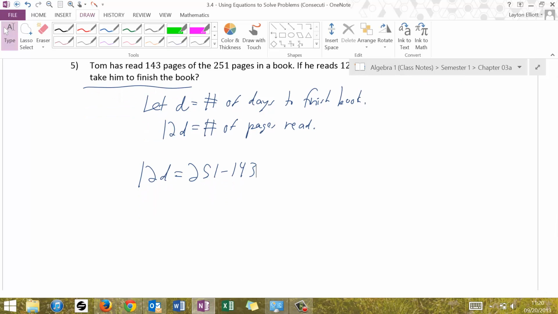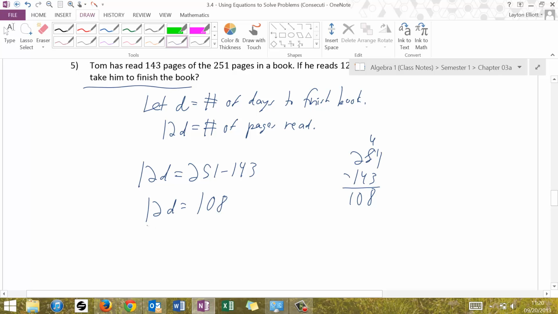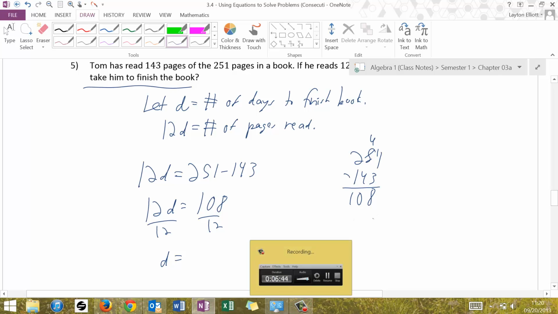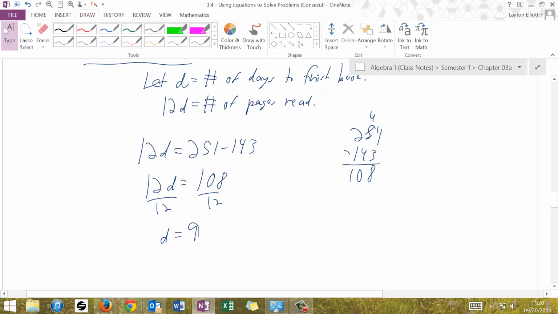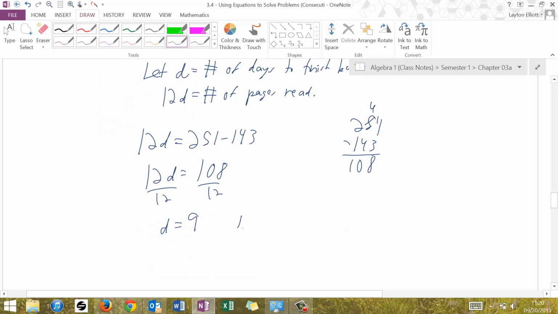251 minus 143 is, let's go old school and do vertical math. 108. 12D equals 108. Divide both sides by 12. And D is equal to, what's 108 divided by 12? 9. So it takes 9 days.